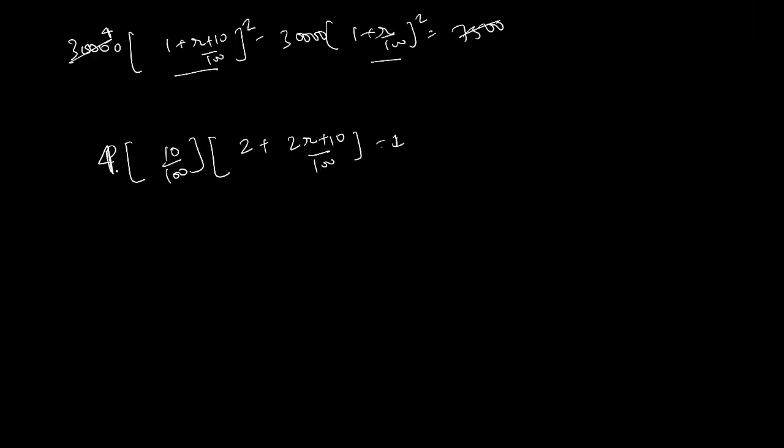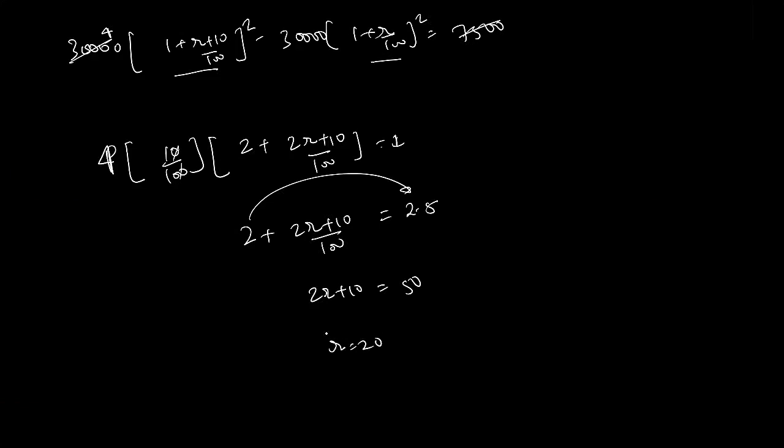Here also, if I transfer this to the right side, this is 1 by 10. If I transfer this, 2.5 is equal to 2 plus 2R plus 10 upon 100. If I transfer this, 2R plus 10 is equal to 0.5, that is 50. So R is equal to 20.